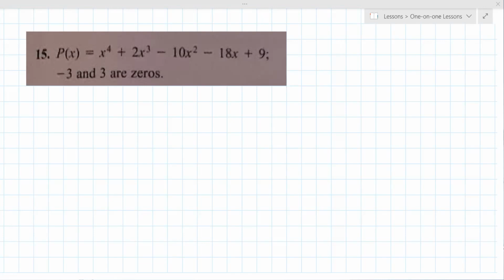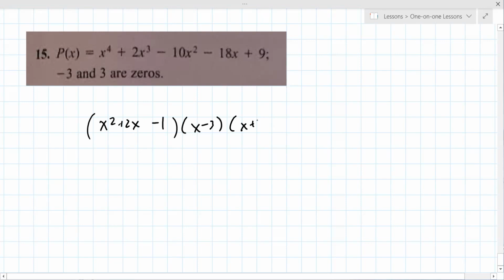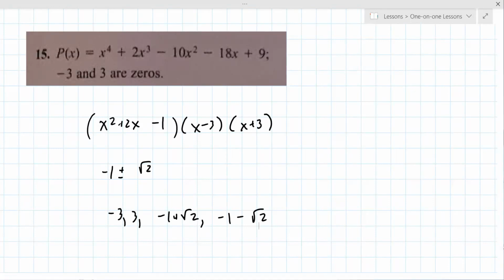So for 15, I end up factoring it out to x squared plus 2x minus 1 times x minus 3 times x plus 3. And you simplify it out, and I get -1 plus or minus square root of 2. And the remaining zeros are -3, +3, -1 plus square root of 2, and then -1 minus square root of 2.